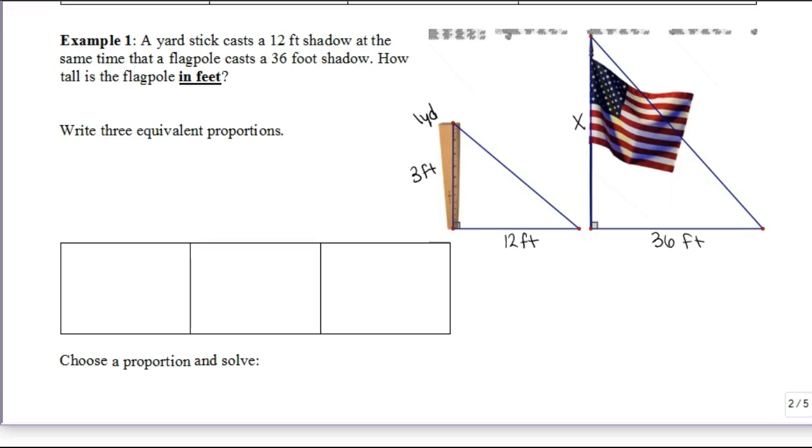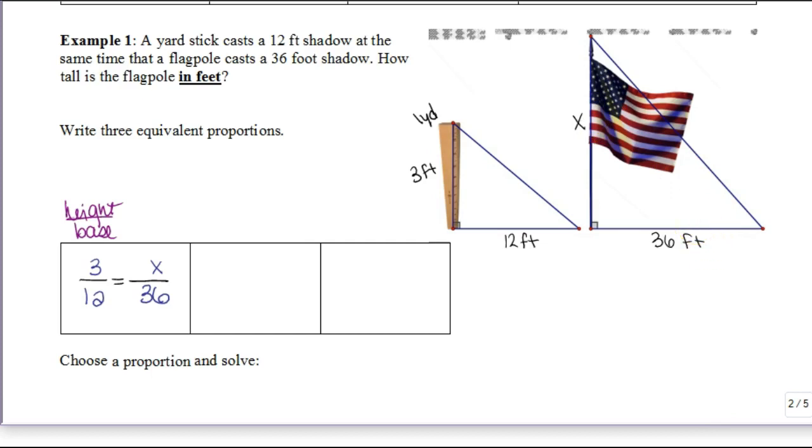So, to write three equivalent proportions, one pathway to a correct answer is to compare heights to bases. So the height of my yardstick compared to the base of the shadow, the height of my flagpole compared to the base of the shadow.